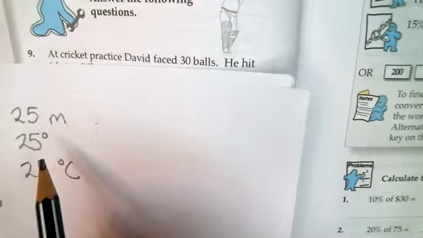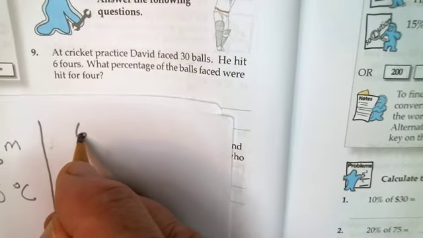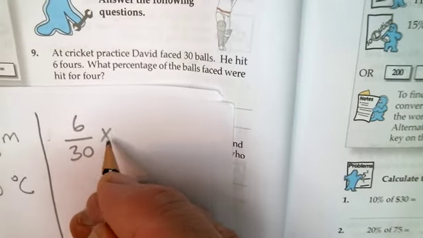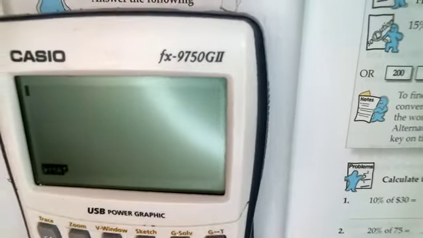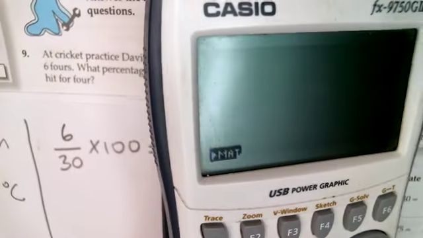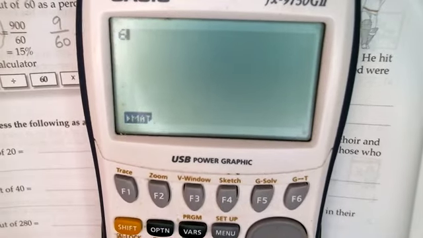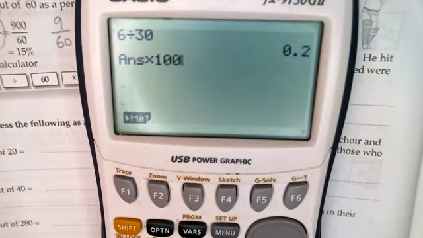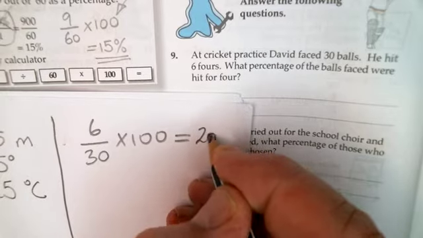So I could rewrite that as 6 out of 30 were hit for 4. 6 out of 30, we're going to multiply it by 100, and again we're going to get our answer. Let's do it on the calculator. 6 out of 30, I'll use division. 6 divided by 30, and I'm going to multiply by 100, and I get 20%. So the answer is going to be 20%.